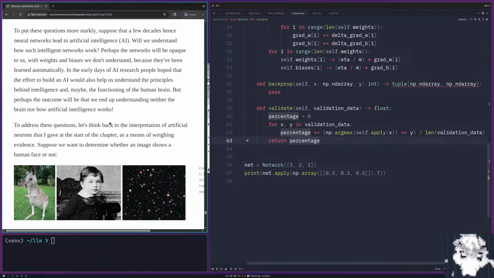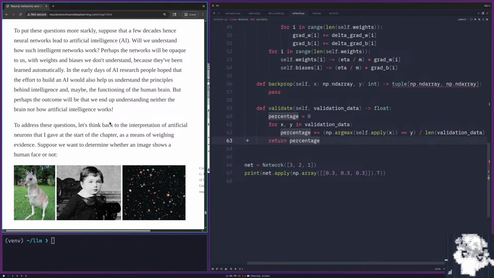To put these questions more starkly, suppose that a few decades hence, neural networks lead to artificial intelligence, AI. Will we understand how such intelligent networks work? Perhaps the networks will be opaque to us. The weights and biases we won't understand, because they've been learned automatically.